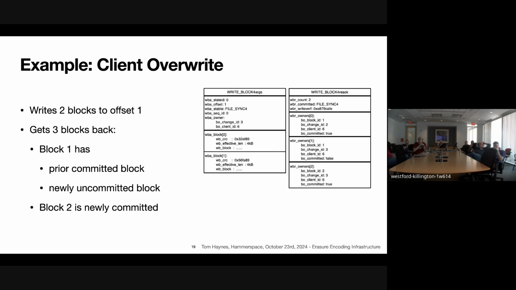So a client overwrite example would be, we're writing two blocks to offset one. We get three blocks back. Okay. And this is where we start talking about the committed and uncommitted. Mm-hmm. So the committed block earlier was block ID one, change ID two, client ID six. We've now got a change ID three and a client ID six that we haven't committed, because we need to examine the data to see it's two-phase, transactional, right? And so now it's up to the client to say, which one am I going to take? I'm going to apply this, he'll do a commit block.